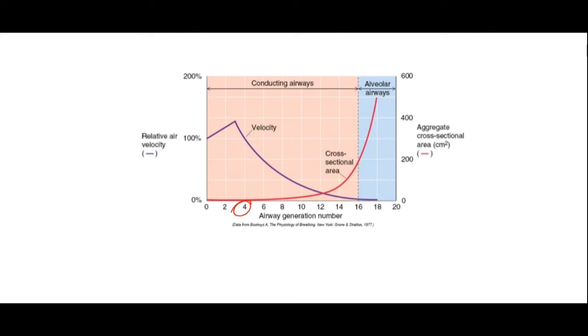Cartilage plays a big role all the way up in your conducting airways, but you don't have that as you move further down into the generations where the alveolar gas exchange is going to occur. Any other questions? Am I losing you?